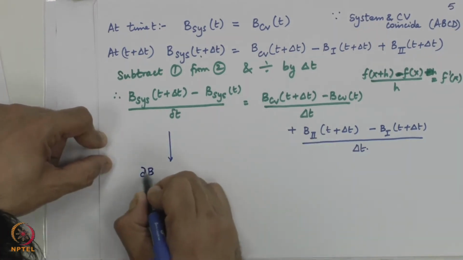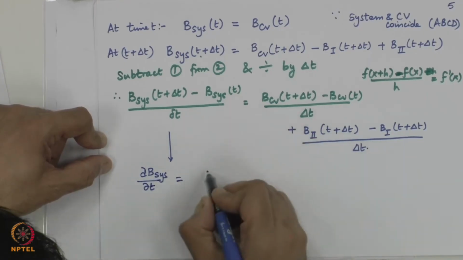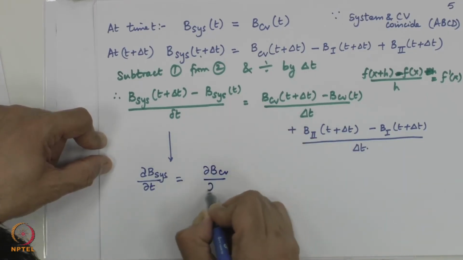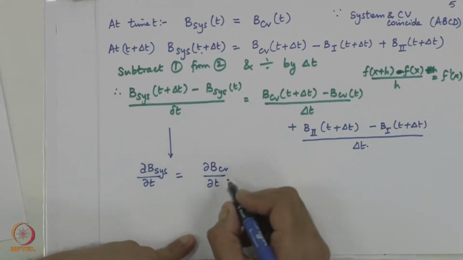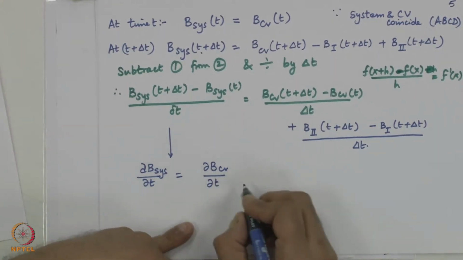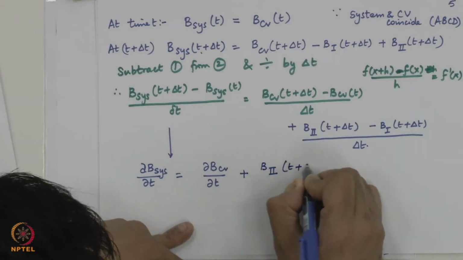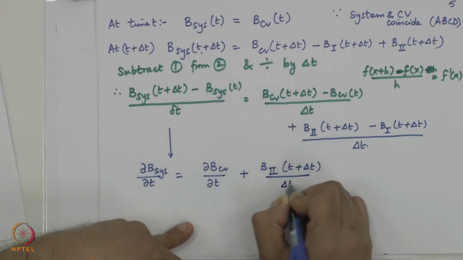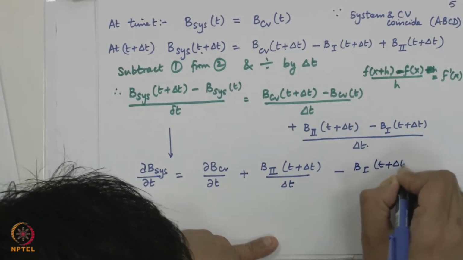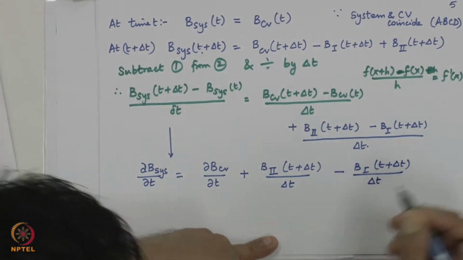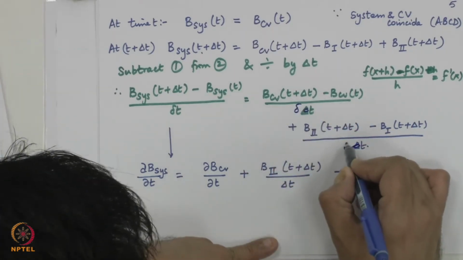So dB of the system with respect to t is equal to the same thing for the control volume, dB of the control volume with respect to t, plus B2 at t plus delta t divided by delta t, minus B1 at t plus delta t divided by delta t. Sorry, I am using delta T this way. You can just make it delta t here.